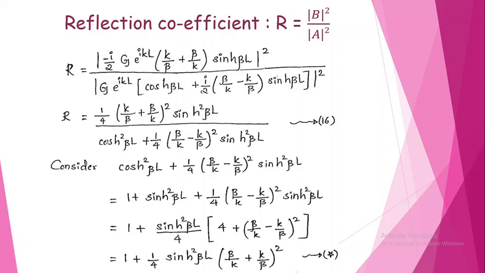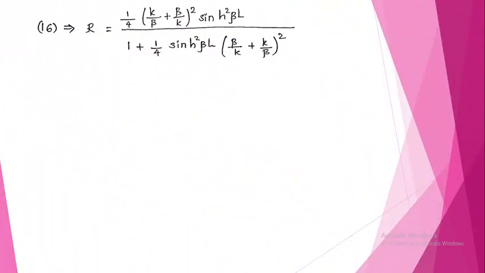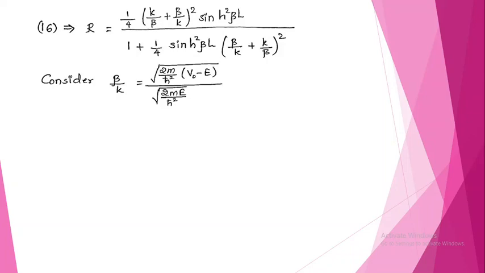So now when you substitute back this value in equation number 16, we get r equals the next simplified term. Again we can simplify it, so let us consider the value of beta by k. Beta, we know, is the square root of 2m into (V naught minus E) by h cross square, whereas k is the square root of 2mE by h cross square. This was already discussed in our previous class while explaining the equation of motion, that is the Schrodinger equation.